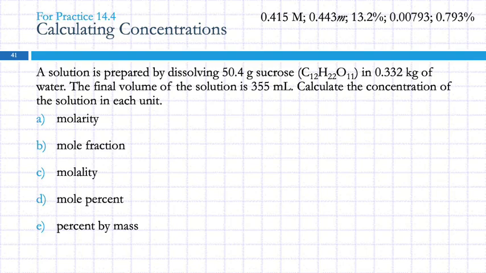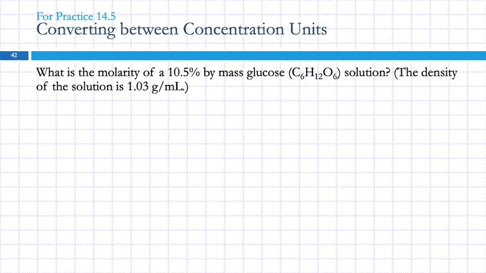So the answers are out of order, aren't they? This 13.2 is actually the last one. Those percentages got switched. How is it that I'm only noticing that now? So this might be more like an exam question where you're just asking you to do one thing. What is the molarity of a 10.5% by mass glucose solution? The density of the solution is 1.03 grams per milliliter.